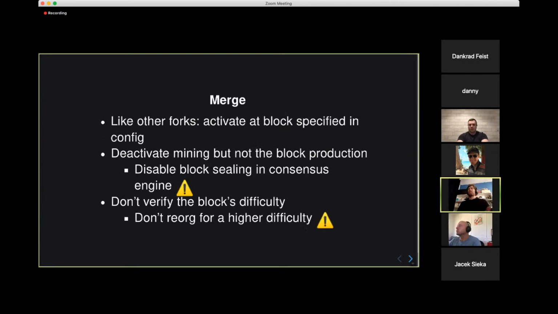When it comes to the merge code itself, it's basically like any other fork. You wait for a given block, and after this block, you start activating, changing the behavior of Geth or Catalyst. The only problem, though it's not exactly a problem, is that you're going to have to disable difficulty and block ceiling, and those two things are quite subtle and difficult to handle. We're pretty touchy about changing the consensus, for example, so this is something we're going to have to look into fairly carefully.